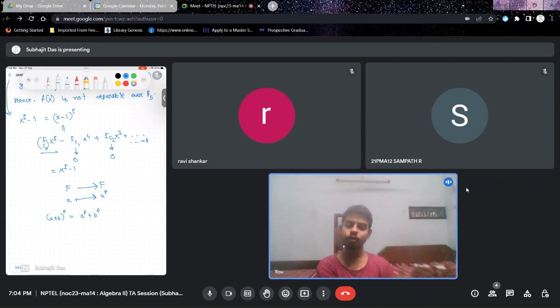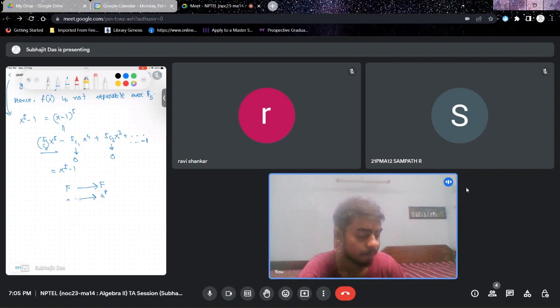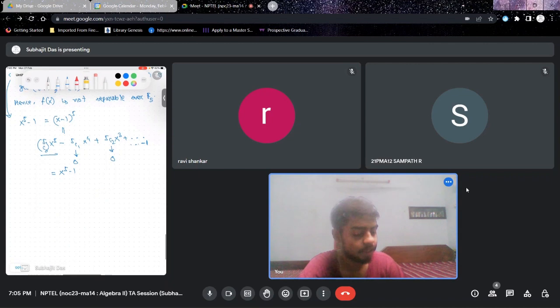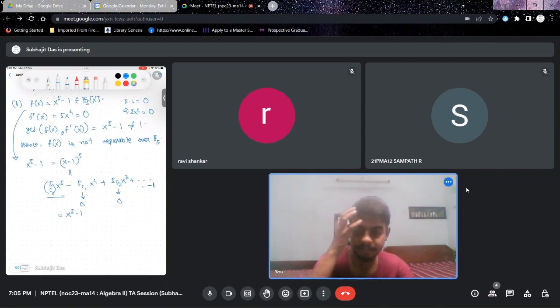So all the intermediate coefficients in the binomial expansion will become 0. Every intermediate coefficient is divisible by p, so it will become 0, and you are only left with a to the power p plus b to the power p, which shows that this map is a field homomorphism. This is called the Frobenius map or the Frobenius endomorphism of the field F. The same thing happens here actually. The field F5 has characteristic 5, and hence x to the power 5 minus 1 is just (x minus 1) to the power 5.